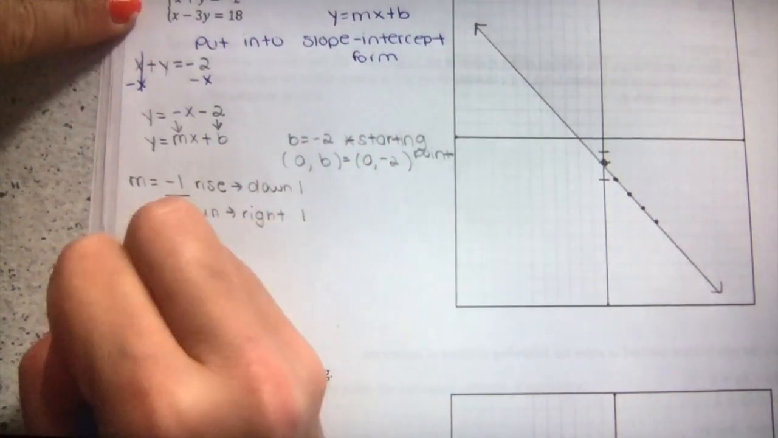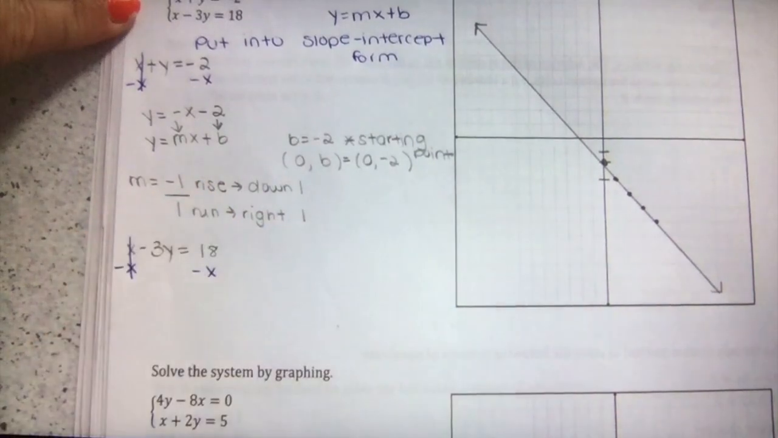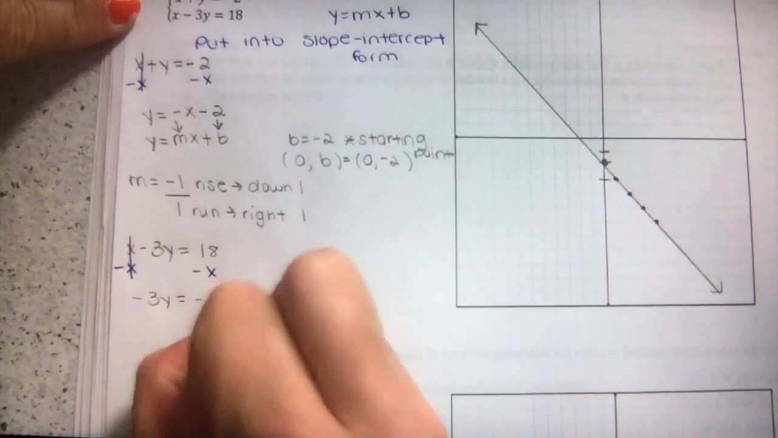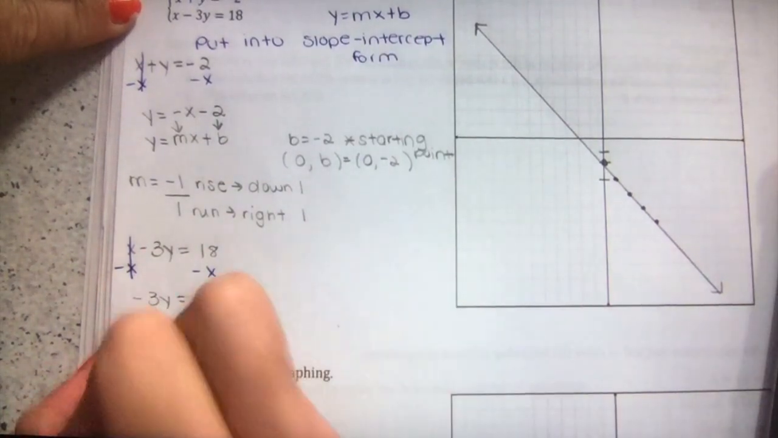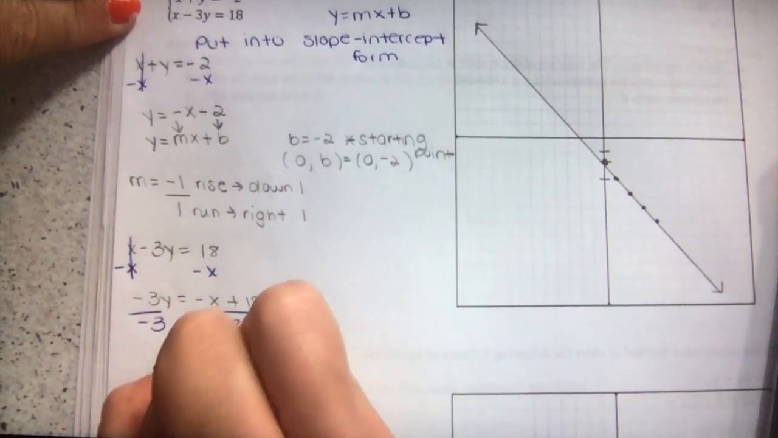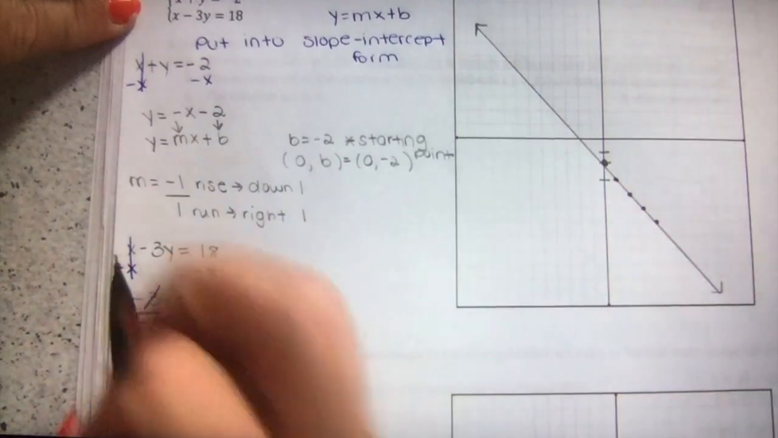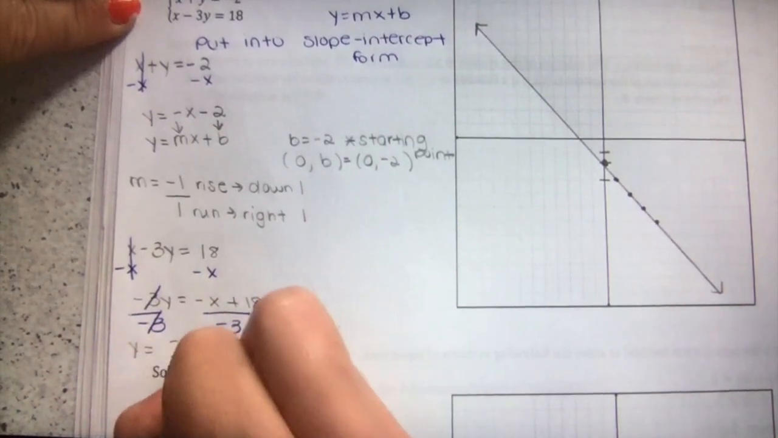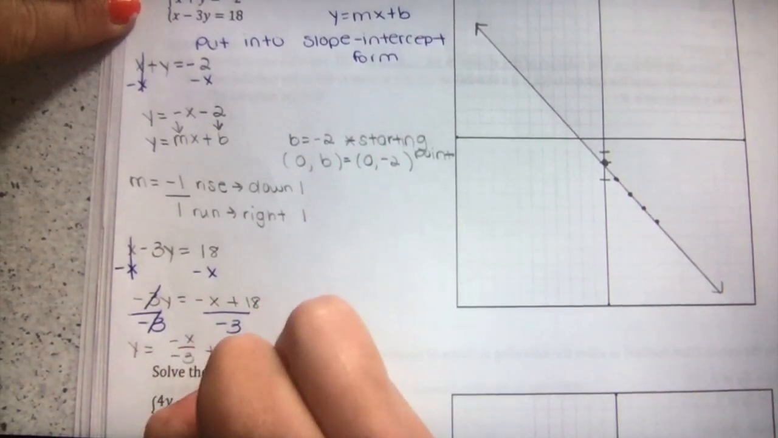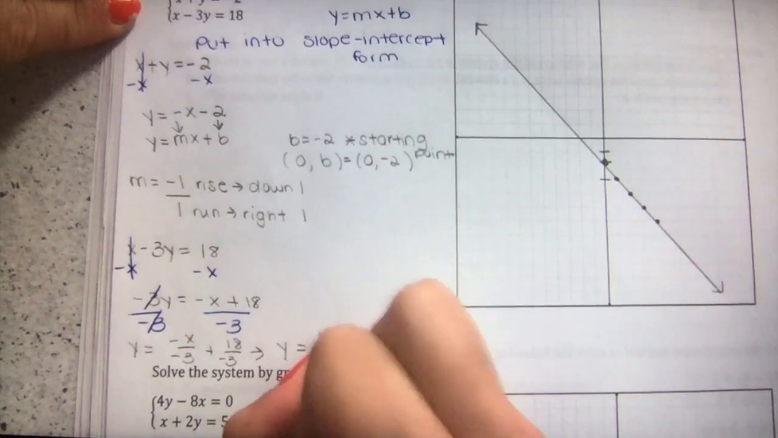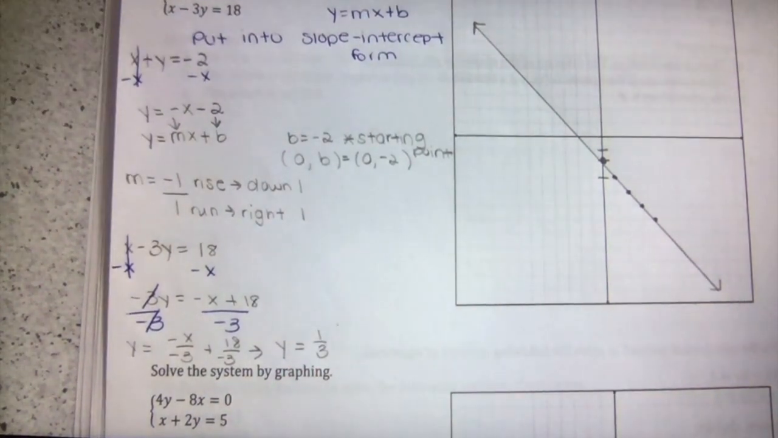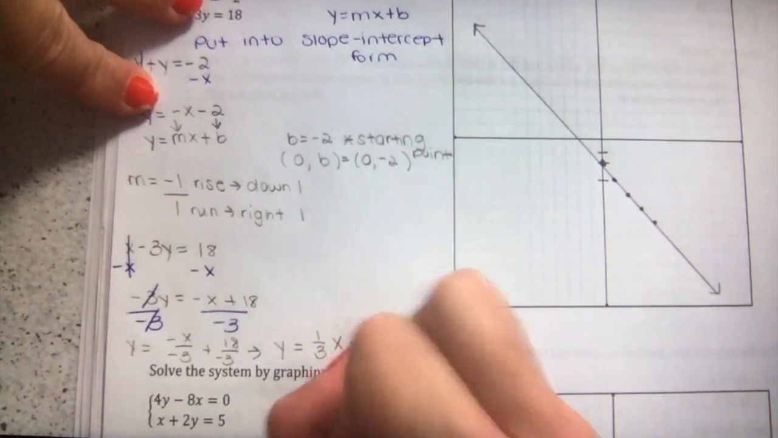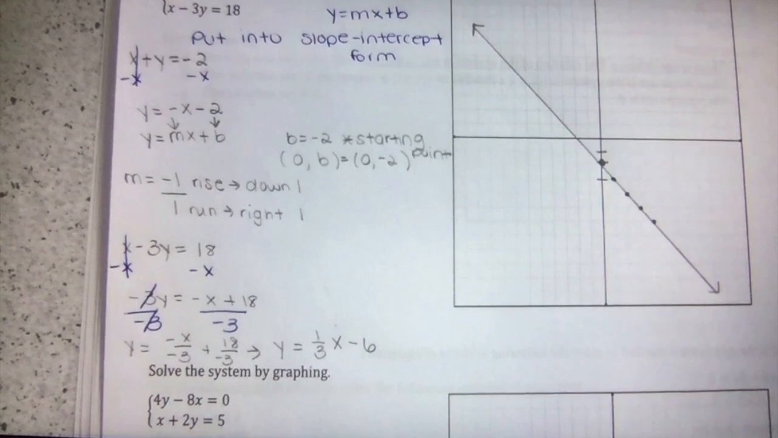Getting y by itself, we're going to subtract x from both sides. So -3y equals -x plus 18. Dividing both sides by -3, I have y equals -x divided by -3 plus 18 divided by -3, which will give us y equals -x divided by -3 is +1/3 x. 18 divided by -3 is -6.